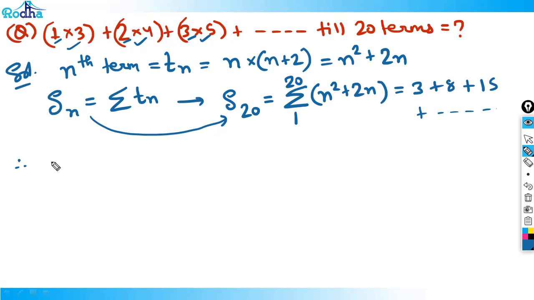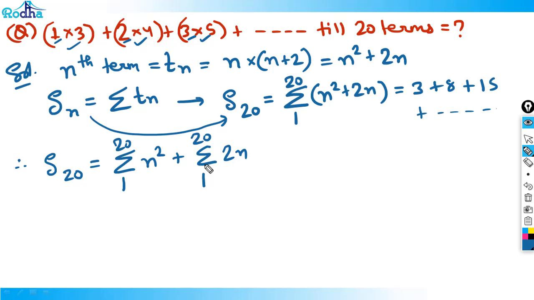Now, let's say, what is the summation of this value? S of 20 is how much here? Summation of 1 to 20 of n square plus 2n. So we'll just add it, right? So summation of 1 to 20, just break it. Like n square, plus summation of 1 to 20 of 2n. Now, summation of 1 to 20 of 2n means 2 is multiplied with every term, so I can break it like this: summation of 1 to 20 of n square plus summation of 1 to 20, take 2 outside, into n.